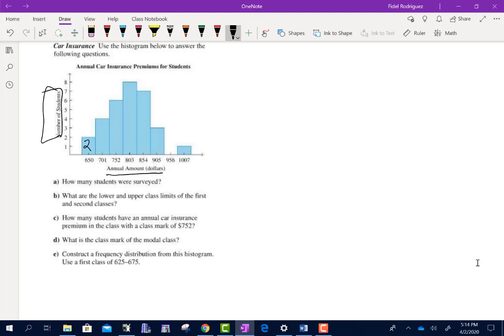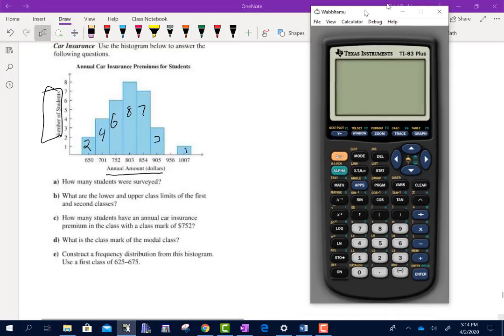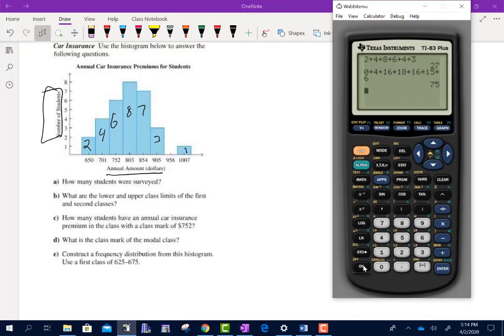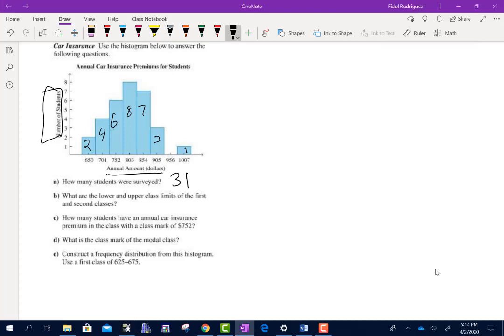So this bar represents 2, 4, 6, 8, 7. This looks like what? It looks like 3. There's nothing there, and this is 1. So I'm going to take those numbers again, guys, and I'm just going to add them all up. So let me move my calculator over here, turn this guy on again, and let's add 2 plus 4 plus 6 plus 8 plus 7 plus 3 plus 1, and we come up with 31. Okay, so we have a total of 31 students, okay?